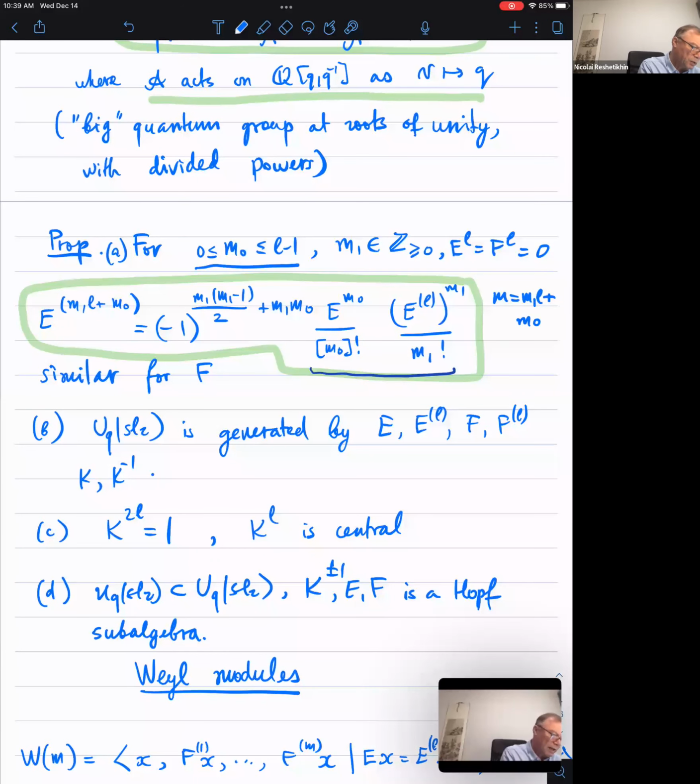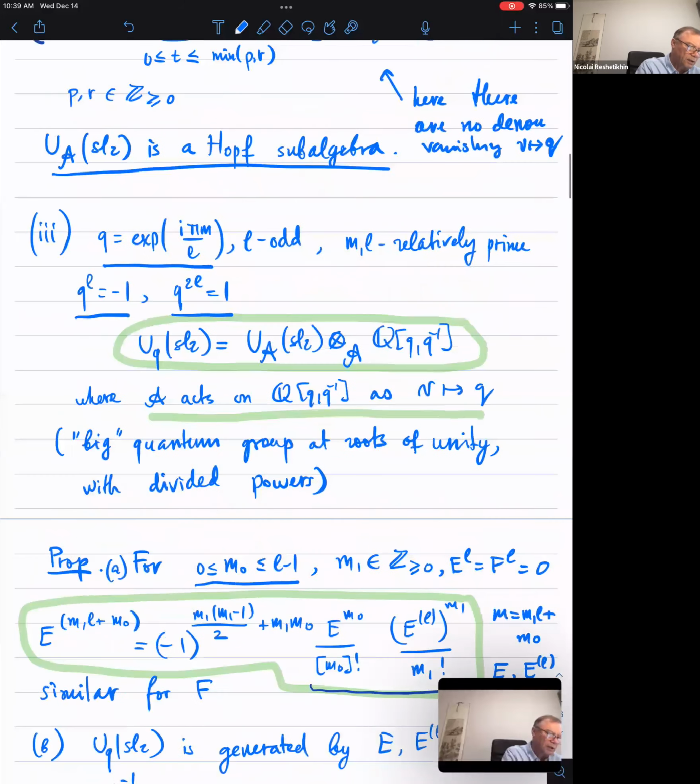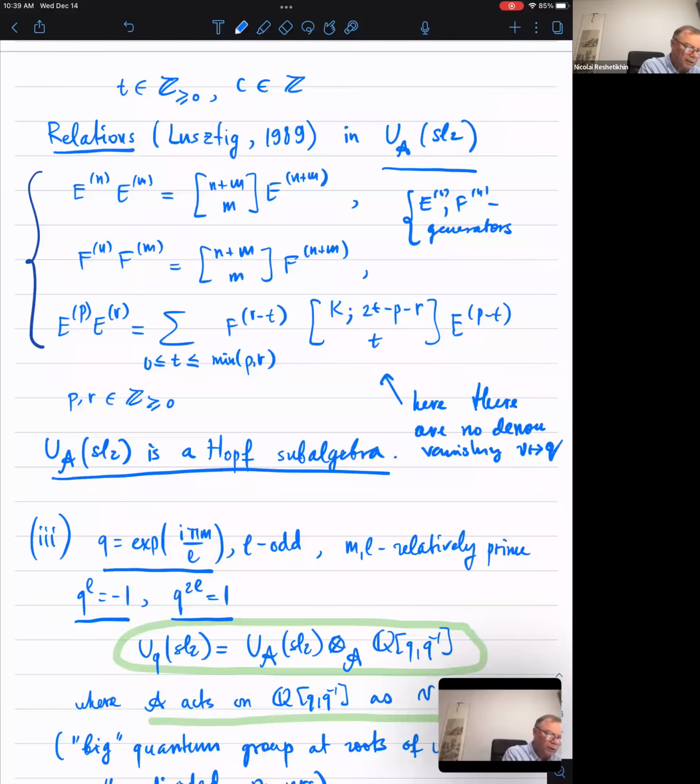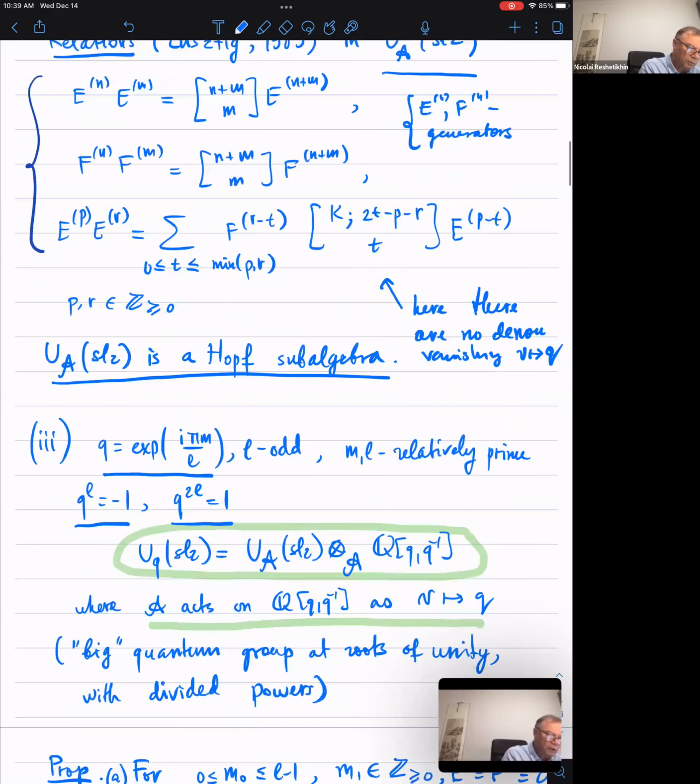So if you write M in this way, then the generator with the divided power M can be expressed in this way, where E is just the one that we had before, and E to the L is the divided power. If you write it as a divided power, then the denominator vanishes. So this is why it's important to have this particular algebra where there are no denominators that vanish, but the generator EL doesn't have a meaning in terms of small quantum SL2.